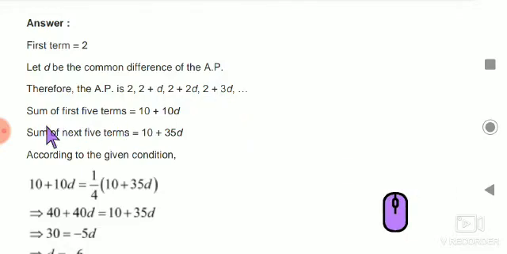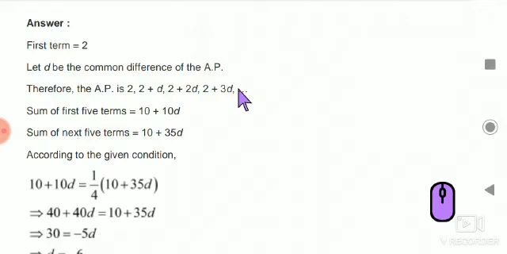But it is given that the sum of the first 5 terms gives 10 plus 10d. Similarly, the sum of the next 5 terms is given by a plus 5d, a plus 6d, a plus 7d, a plus 8d, and a plus 9d. Their sum gives 10 plus 35d.